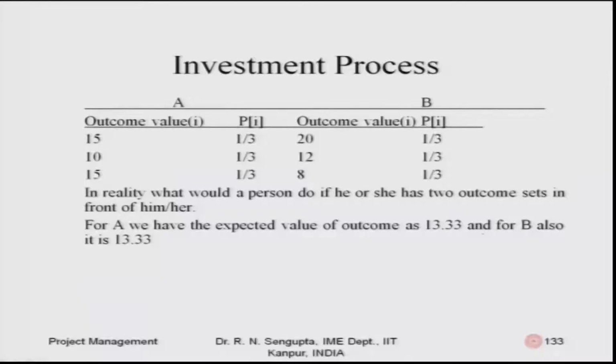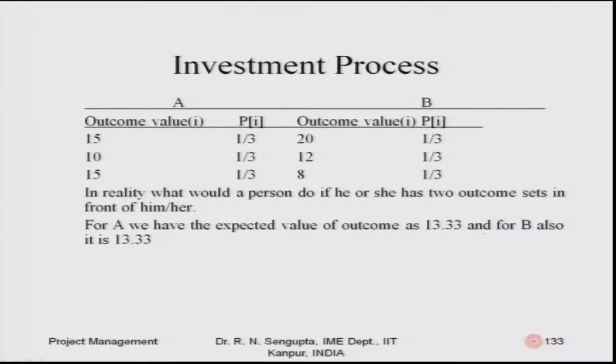So, in reality what would the person do if he or she has two outcome sets in front of him or her? For A, the net value would be found by multiplying 15 into 1/3 plus 10 into 1/3 plus 15 into 1/3. You take 1/3 outside as common, so it will be 15 plus 15, 30, plus 10 which is 40, and 40 divided by 3 would give you the value of 13.33.